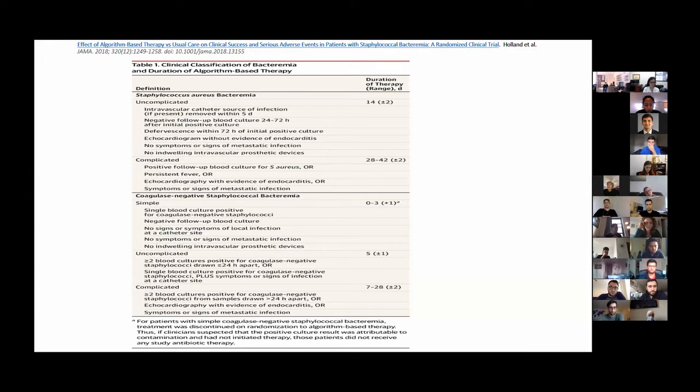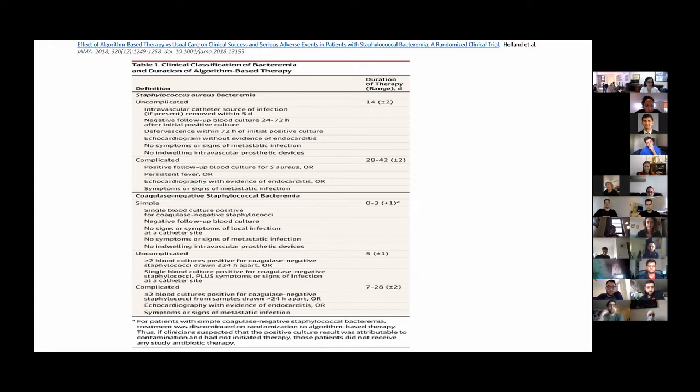I don't actually have a separate slide for coag negative staph, but I think this is very useful because a lot of times we get the consults for coag negative staph. What they recommend here, they define it as simple, which is just a single positive blood culture without any symptoms or signs. Really, you don't have to treat them at all. Most people end up treating for a couple of days until you get the preliminary blood culture report back. But essentially, those don't need to be treated if it's just one blood culture bottle.